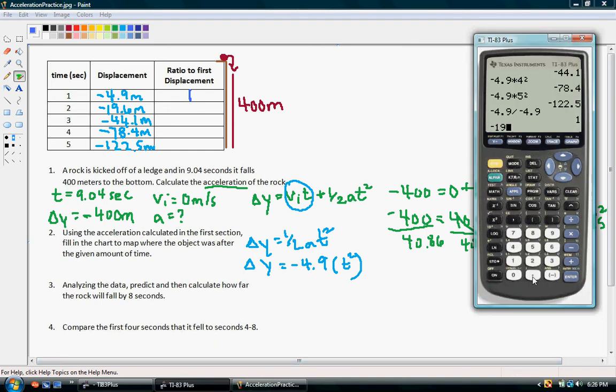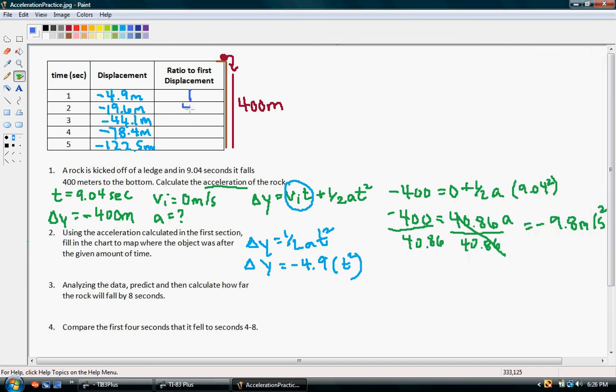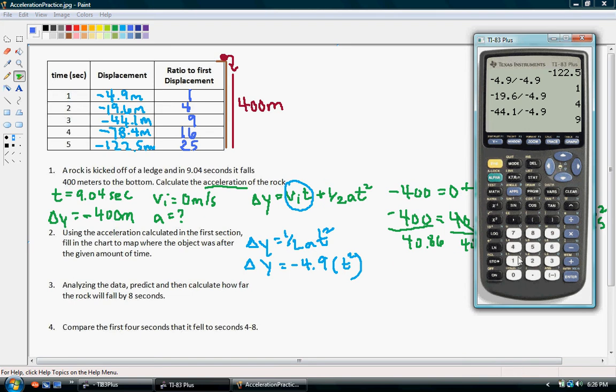Negative 19.6 divided by negative 4.9, and we get 4. Negative 44.1 divided by negative 4.9, and we get 9. Alright, so notice this is a pattern based on the time being squared. So we could predict that this is 4 squared, which is 16, and this will be 5 squared, which is 25. And let's go ahead and double check that. So 122.5 divided by the original 4.9 displacement, and we get 25.